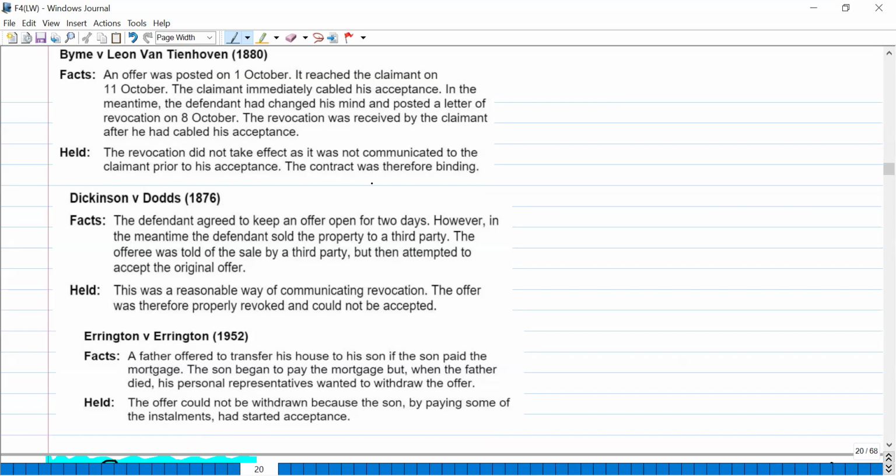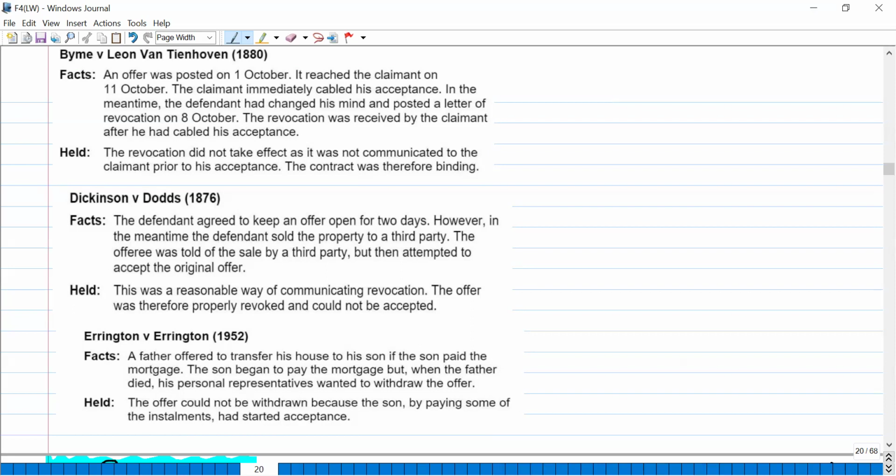So, a very simple contract in which one party posted an offer to the other party on 1st October. It reached the claimant on 11th October. The claimant immediately accepted. For example, I made an offer to you on 1st October. You are living in some other country. My offer reached you on 11th October. But on 8th October, my mind changed and I sent you a letter of revocation. And that letter of revocation was received after you received the original offer and after you accepted that. So it means that my revocation was not communicated to you prior to your acceptance. So a contract is formed. So a contract is binding. So I am bound to perform the contract.